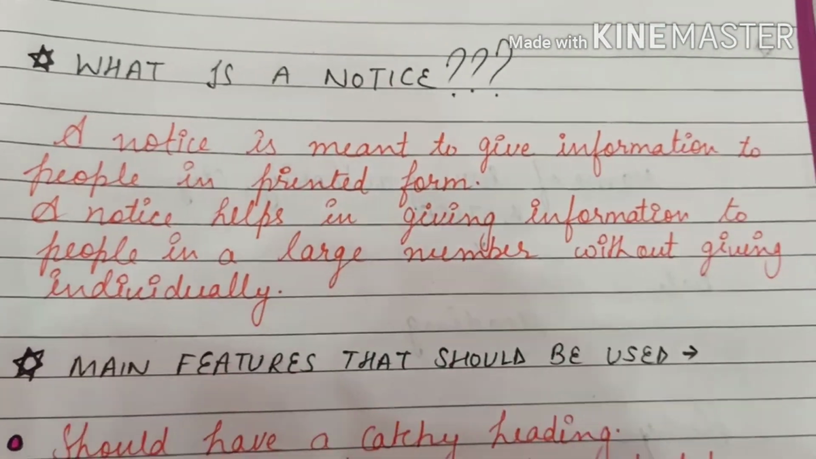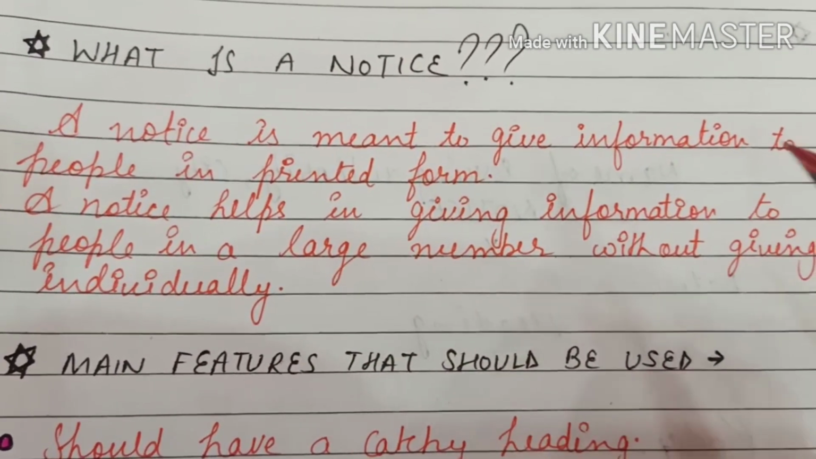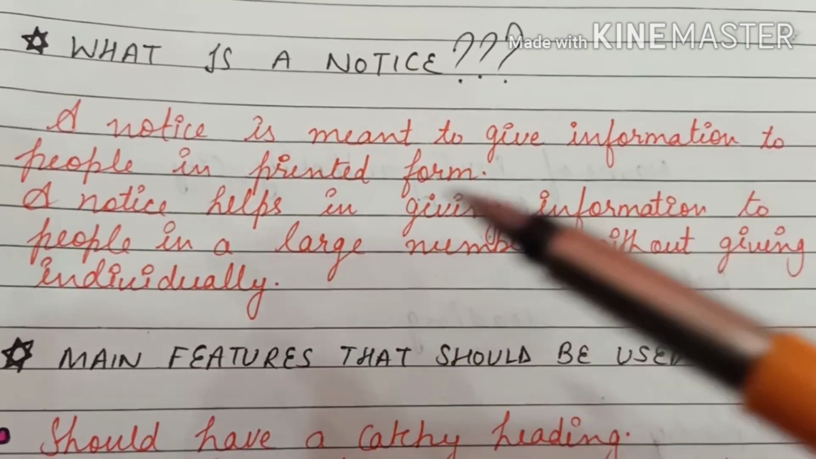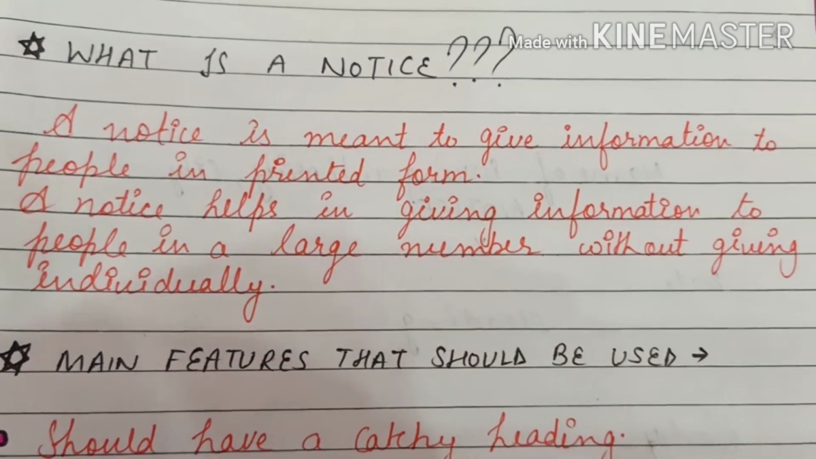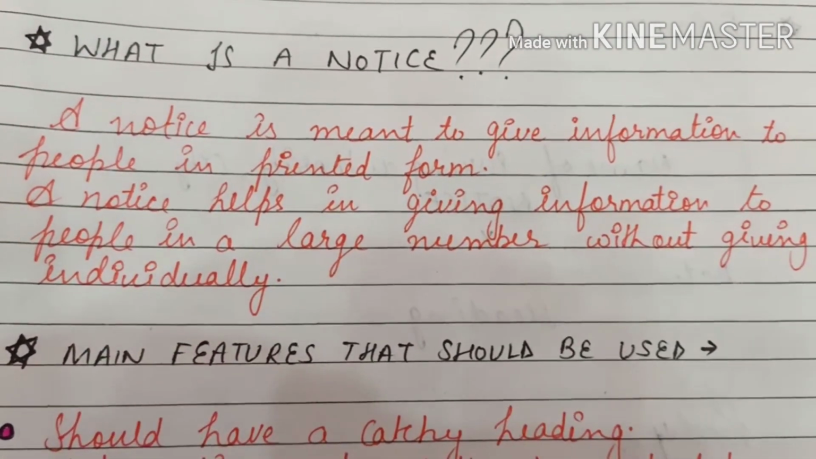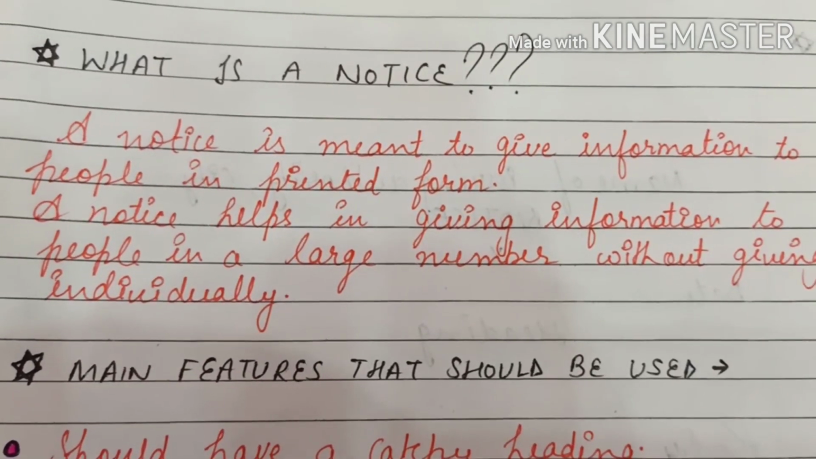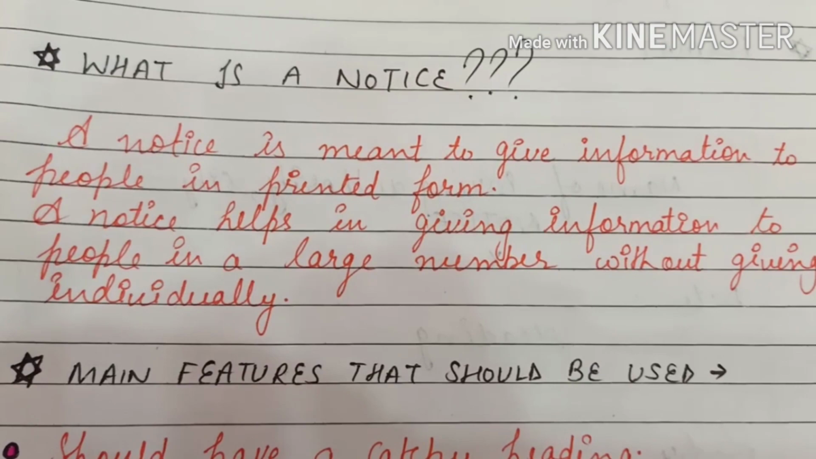If we talk about the definition, a notice is meant to give information to people in printed form. A notice helps in giving information to a large number of people without giving it individually. That means when you want to circulate information to a large number of people, you will use notice writing. It is data in printed form which is given to the masses, a group of people in a large number, not individually.